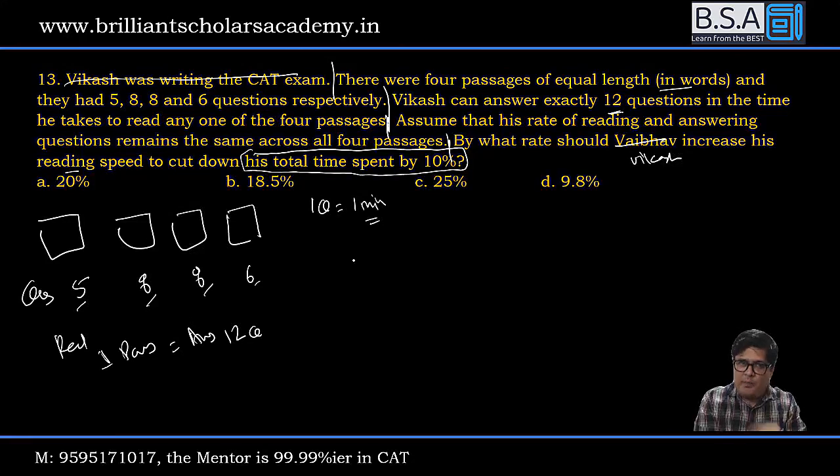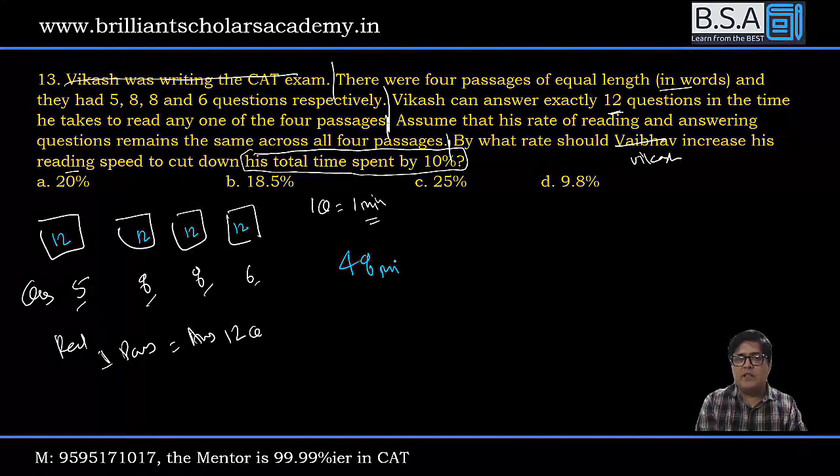Reading and answering one question is 1 minute. So how much time is needed for one passage? Time needed to read one passage is equal to answering 4 questions. If I imagine each question is 1 minute, can I say one passage is worth 12 minutes, 12 minutes, 12 minutes, 12 minutes. So 48 minutes I will need to read the passages.